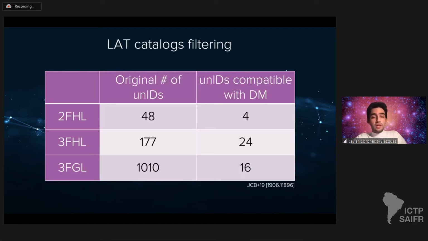With this filtering, we can reduce our numbers very much. These, in this column here, are different catalogs of the Fermi-LAT collaboration. The 3FGL in particular is a very famous one, maybe you know it. And we have here the original number of unidentified sources, and here the NADs, or the sources which are compatible with dark matter after our filtering. In the case of the 3FGL, which has 1,000 unidentified sources, the filtering is extremely efficient, and we end up with just 16. So it's very, very efficient.